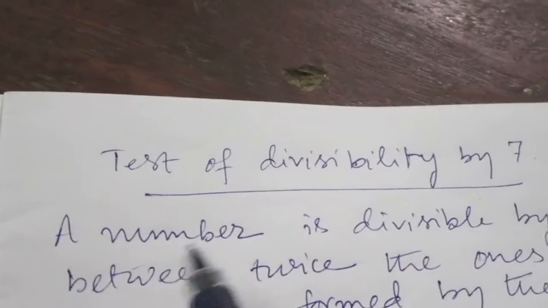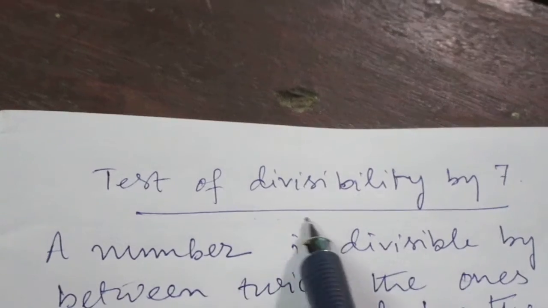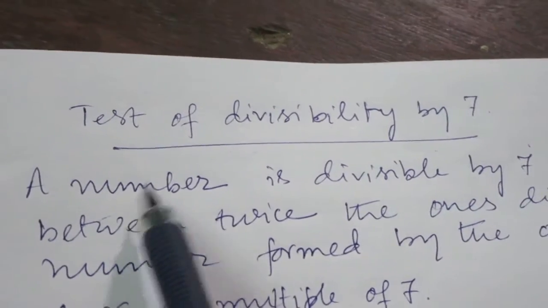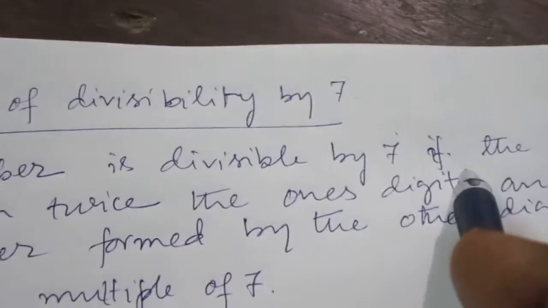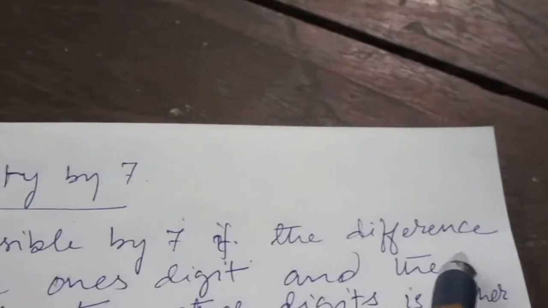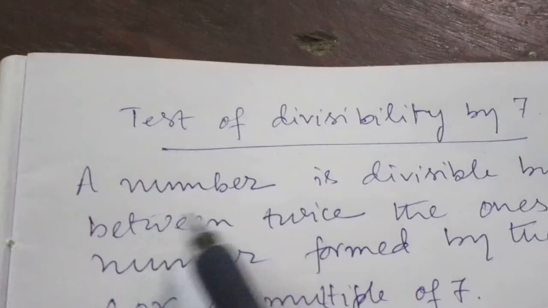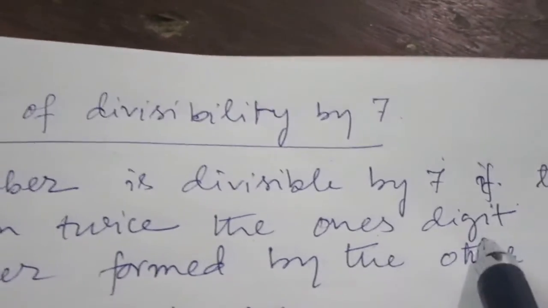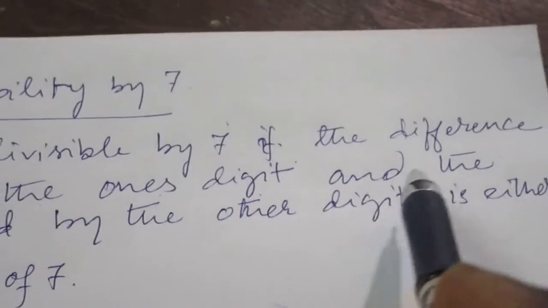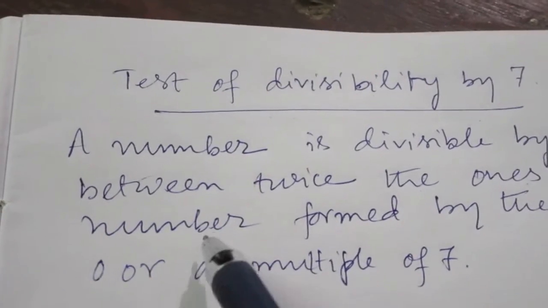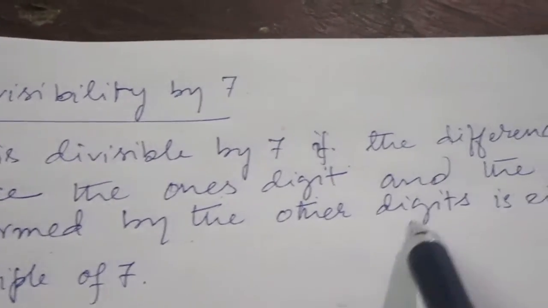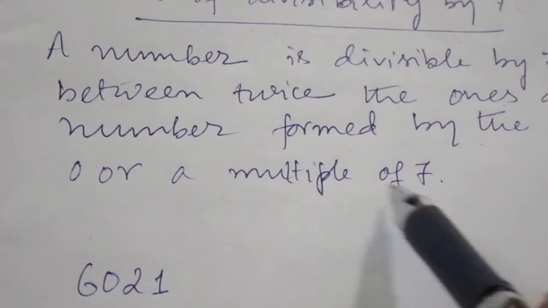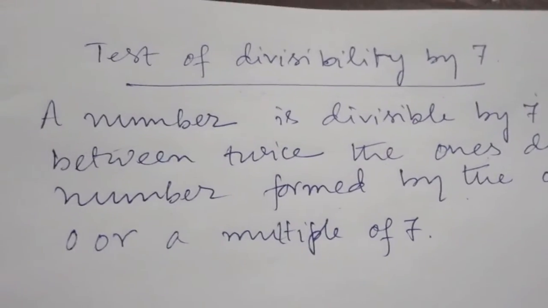Suppose a number is given. What is the condition given? A number is divisible by 7 if the difference between twice the ones digit and the number formed by the other digits is either 0 or a multiple of 7. Okay, so this is the condition given.